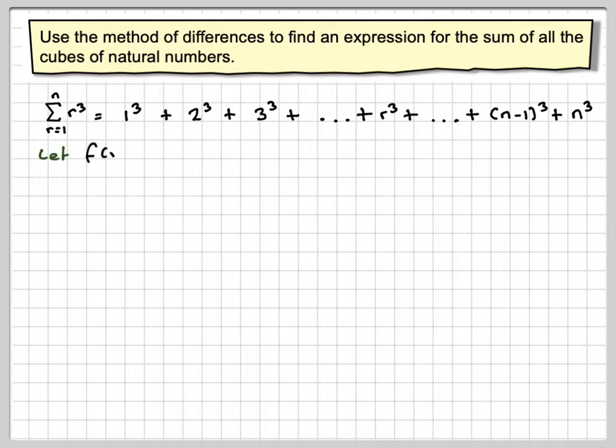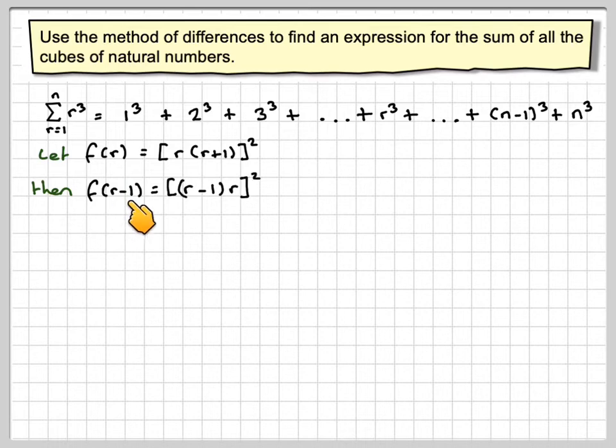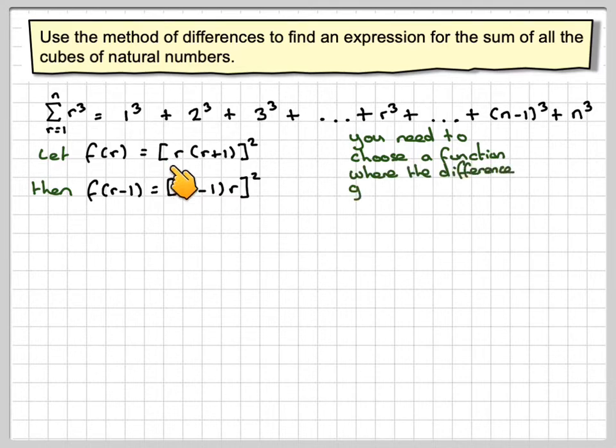So what you need to do is choose a function, and I'm going to choose this one, f of r equals r brackets r plus 1, and that's all squared. Then you have to work out f of r minus 1, so because r will become r minus 1, and r plus 1 minus 1 will become r, it becomes (r minus 1) r, all squared. We just need to choose a function here so that when we work out the difference of these two, we get some multiple of r cubed.